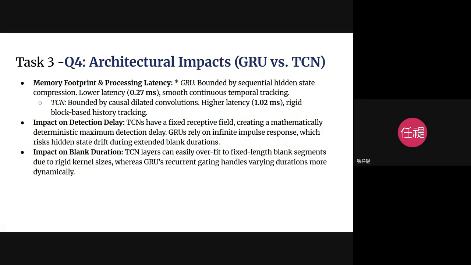TCN's causal convolutions create a fixed rigid receptive field, giving it a mathematically bounded detection delay. However, because its kernel sizes are static, the TCN can easily overfit to the fixed 32 frames blank length. GRU uses continuous hidden states, making it more flexible with shifting blank duration, so it carries a slight risk of hidden state drift over very long periods of silence.